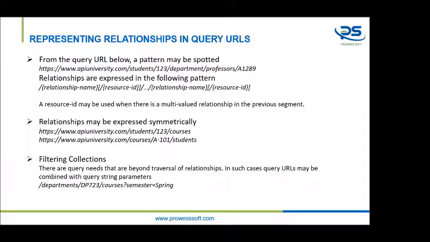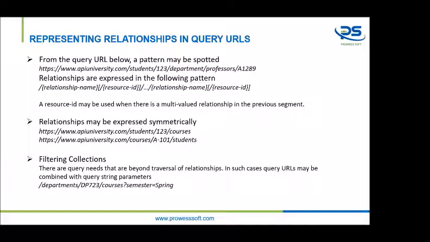And then there is another blind spot that we were talking about in terms of hierarchies. So I put in another one here, which says the relationships can actually be expressed symmetrically. So looking at this, the second bullet here, you could see that in the first case, I am getting students. From those students collection, I am going to a specific student, and then I'm going to get all the courses that this student has enrolled for.